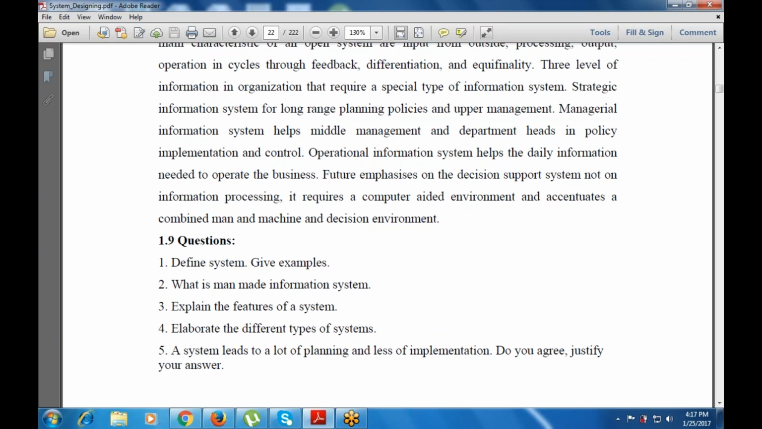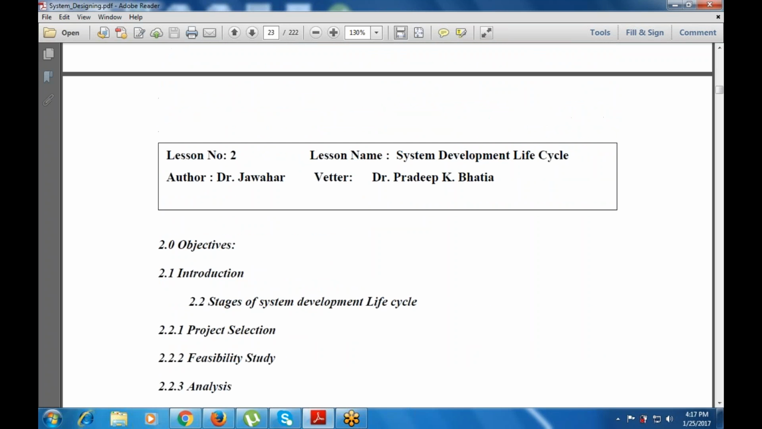Next are the questions. First, what is a system? Example, what is a man-made system? Explain the features of a system. Then elaborate the different types of the system. What are the different types of the system? Then a system that leads to a lot of planning and less of the implementation. Do you agree? So there is a lot of the planning and less of the implementation. Do you agree with the statement? Justify.